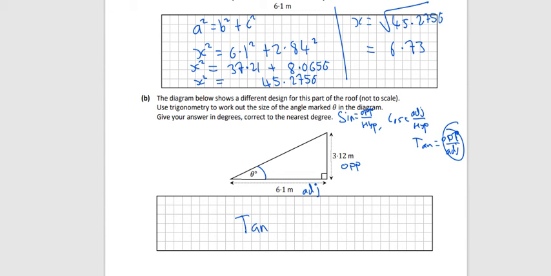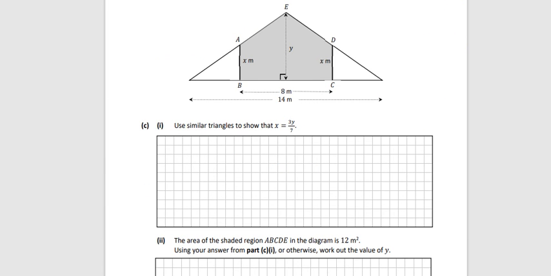Tan, then, we always put down the angle next. It's a theta in this case. Now that's just the same thing as an x or anything like that. Equals, and then it's 3.12 over 6.1. Then we want to get the theta by itself, so I'm going to move the tan across the equal sign. So theta is equal to tan inverse of 3.12 over 6.1, and we're going to the calculator then, and we get 27 point. Yeah, they want it to the nearest degree, so it's just going to be 27. 27 degrees.